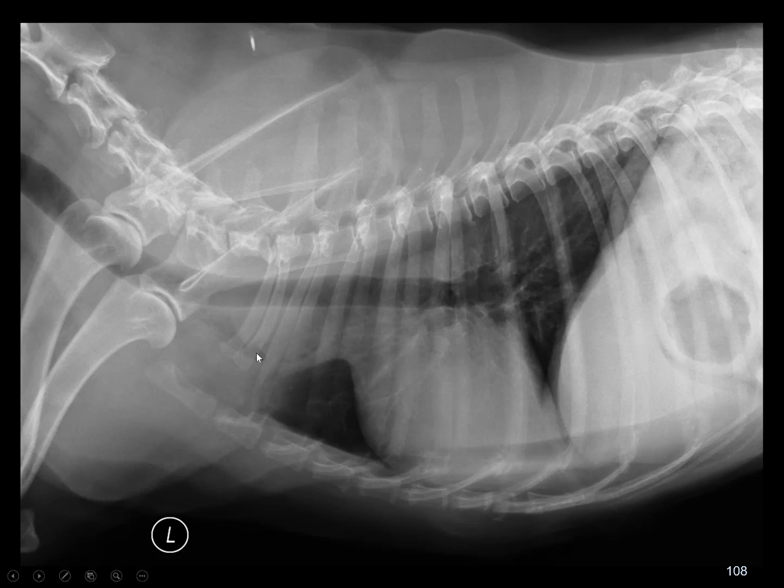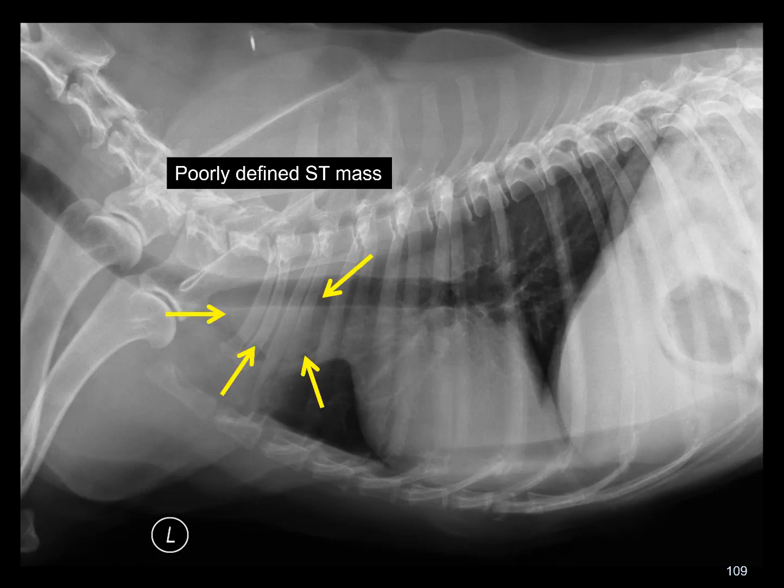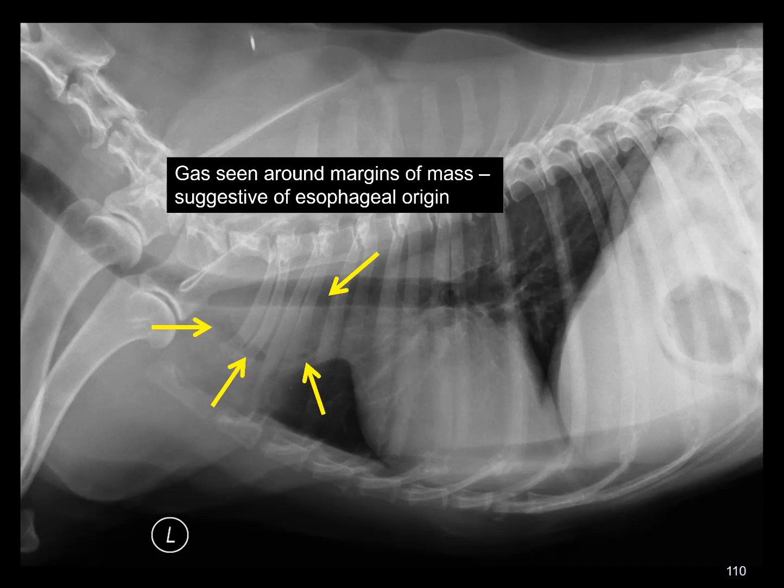I see a soft tissue opacity structure here in the region of the thoracic inlet, and I kind of see this band of gas sneaking around it. So there is evidence of something going on in here. It's not the most distended esophagus cranial to that, as it turns out, but there is definitely a structure there, whether it's a mass, whether it's a foreign object. As that gas kind of tracks around it, it does make me suspicious that it's coming from the esophagus, though.